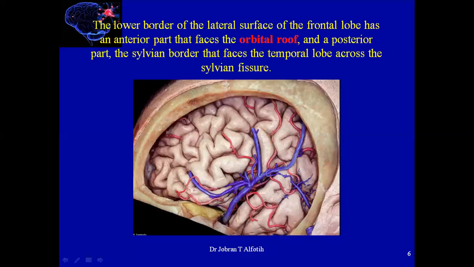As we mentioned before, the lower border of the lateral surface of the frontal lobe has an anterior part that faces the orbital roof, and a posterior part that faces the temporal lobe through the Sylvian fissure.